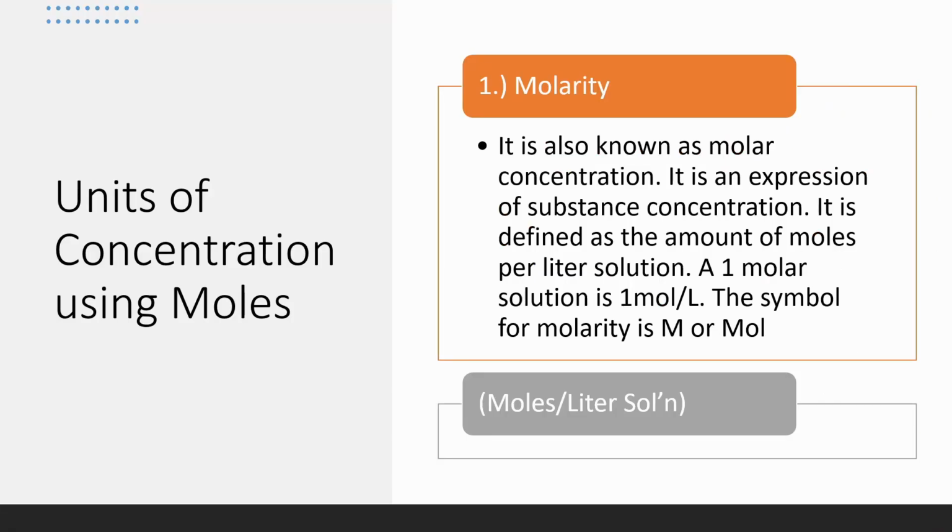Okay. Now next we have units of concentrations using moles. So dati naka-grams per liter tayo, but for solutions, particularly in chemistry, we tend to use concentration using moles. So first we have molarity. It is also known as molar concentration. It is an expression of substance concentration. It is defined as the amount of moles per liter solution. A 1 molar solution is 1 mole per liter. And the symbol for molarity is capital M.